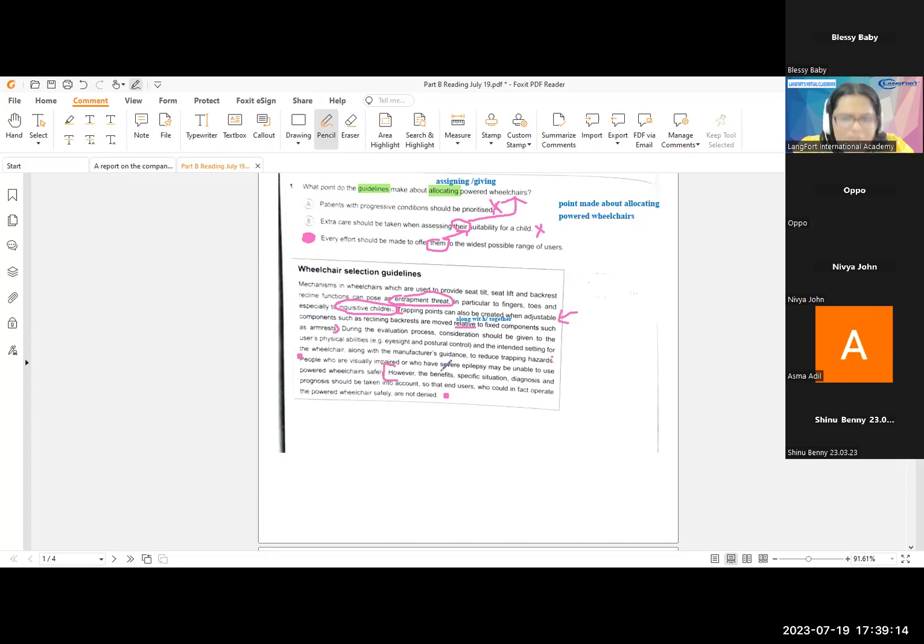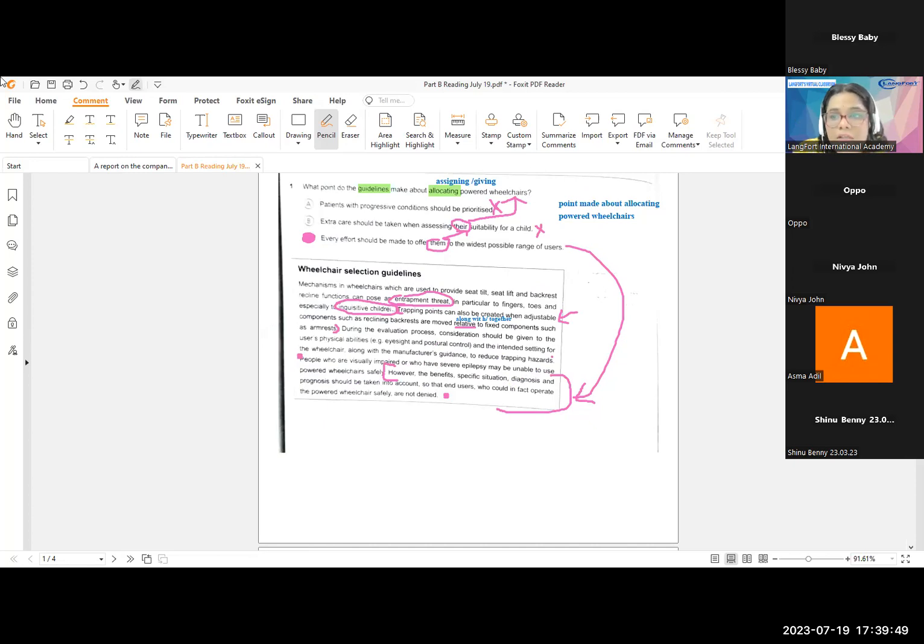Users for what? The benefits. You need to consider the benefits, the specific situation, diagnosis, prognosis. You need to take all these things into consideration to ensure that we don't deny anybody wheelchairs. So that means you need to take every effort to ensure that people who need a wheelchair get it. Who all need it? The widest possible range, as many people as you can, they are not denied, and in order to ensure that, you need to make every effort. What is the effort? Consider benefits, specific situation, diagnosis, prognosis.